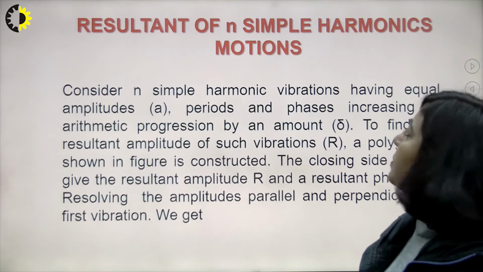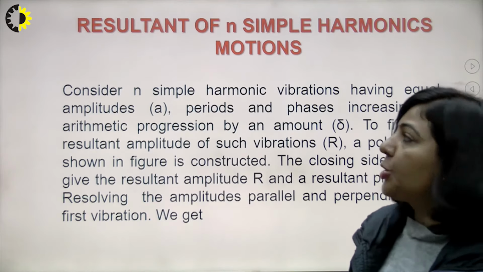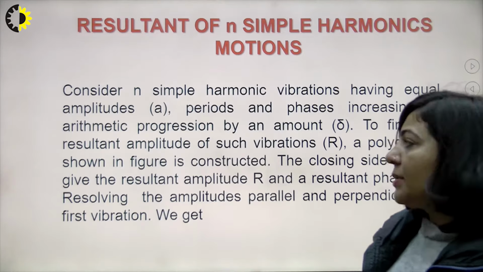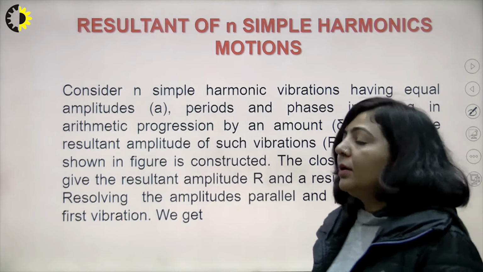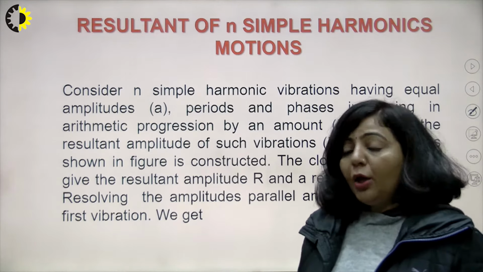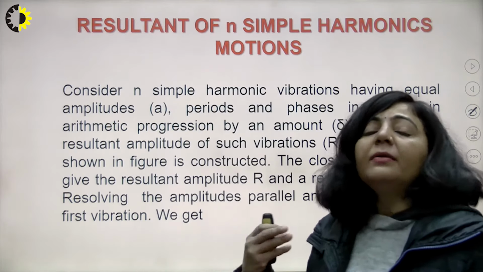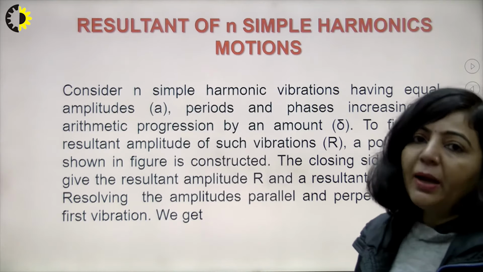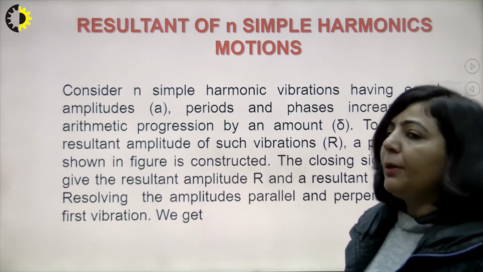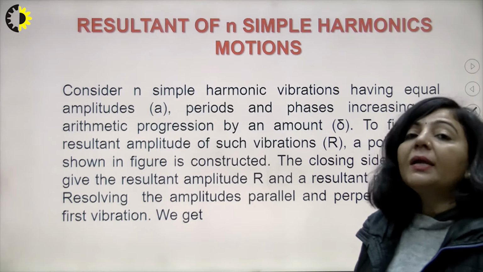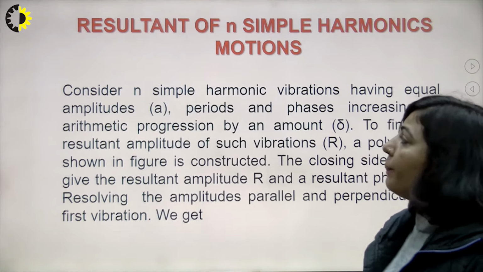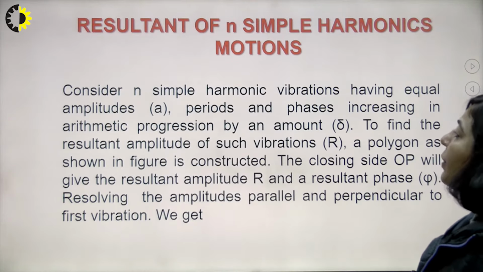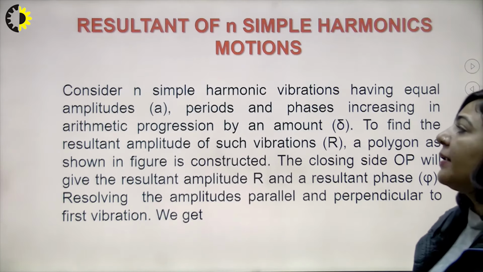Now we have this particular expression for the resultant of n simple harmonic motions. The derivation is not in our syllabus, just the mathematical result. If n simple harmonic motions pass through a certain point, and all of them have the same amplitude, then what is the resultant of those n simple harmonic motions? So we have n simple harmonic vibrations having equal amplitude A, periods and phases increasing in arithmetic progression.